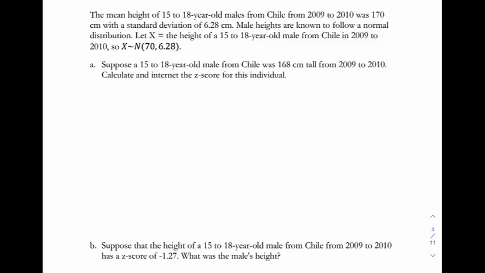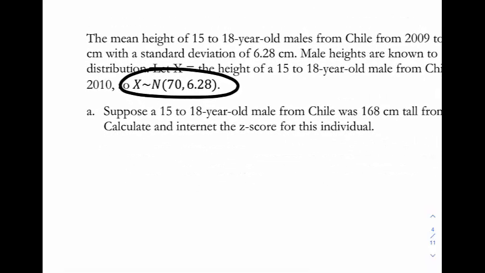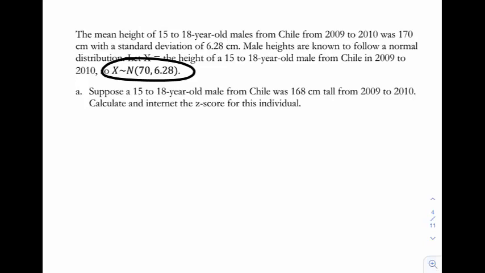Let x be equal to the height of a 15 to 18-year-old male from Chile in 2009 to 2010. So therefore, the x random variable is normally distributed with, again, the two parameters there. The mean is 70 and the population standard deviation is 6.28 centimeters, illustrated here in this notation. The same notation for the bell-shaped curve, and that iterates the language when it says follows a normal distribution, with the letter N in that description.